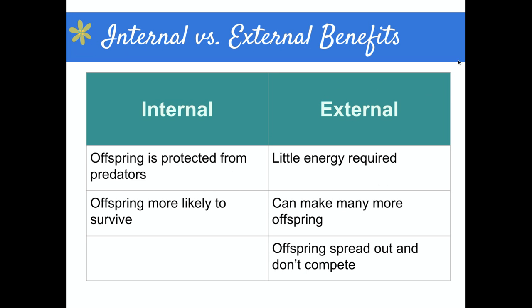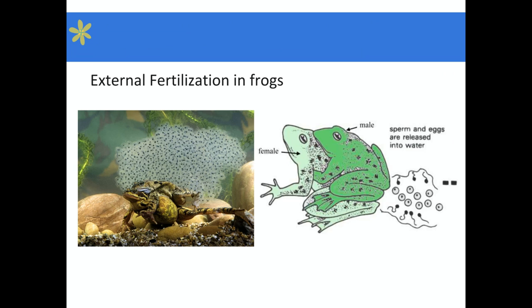Whereas the benefit of external fertilization is there's way less energy required. There's no pregnancy required when an animal does external fertilization because the baby doesn't have to grow inside of the female. This means that they can make way more offspring. It requires so little energy, they can make lots and lots of babies, like this frog. Look at all those eggs.